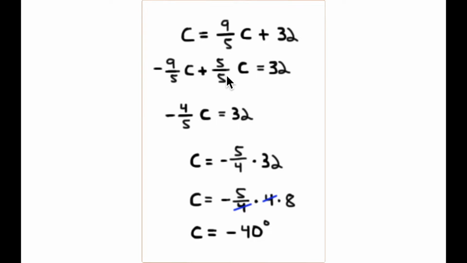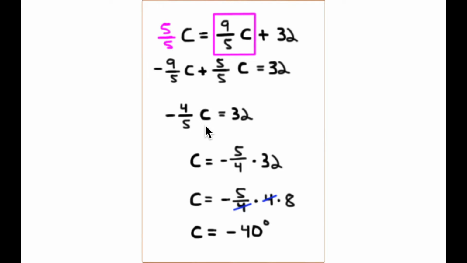And this is the algebra that we did. We took the degrees Celsius, set it equal to the expression for Fahrenheit, because Fahrenheit is also equal to degrees Celsius when they intersect. This right here, I'm going to rewrite as 5/5 degrees Celsius. I'm going to add a -9/5 degrees Celsius to each side. So this goes away on this side. You're left with 32.